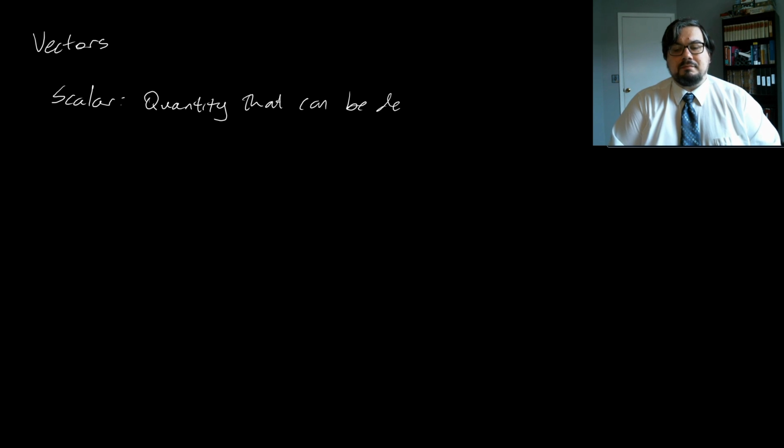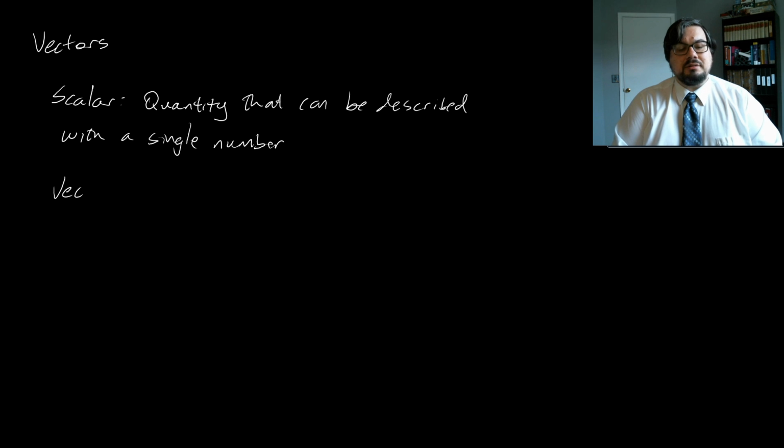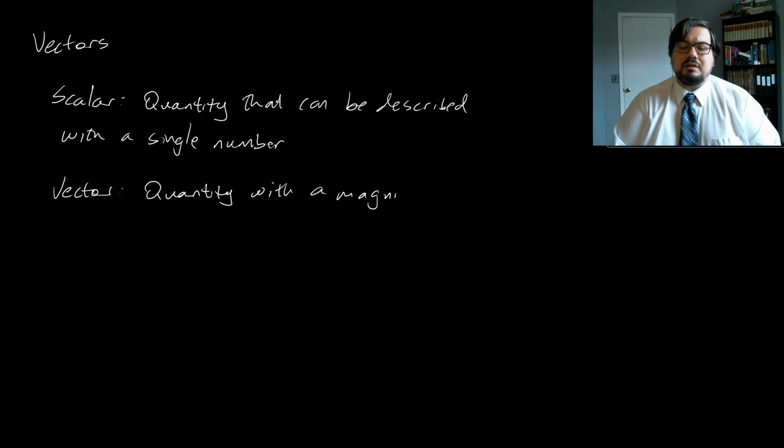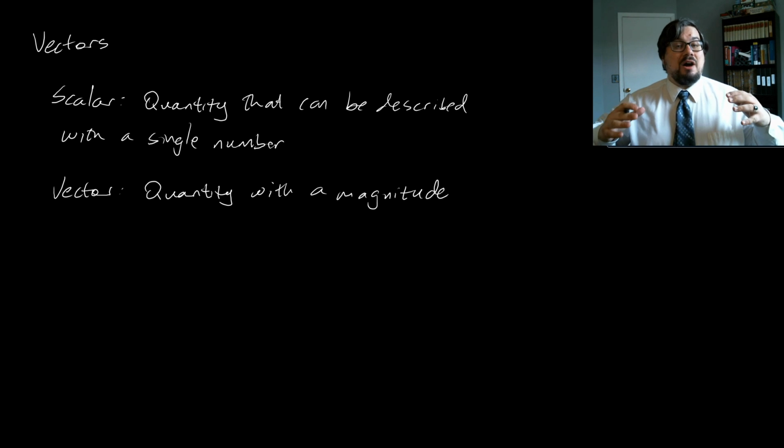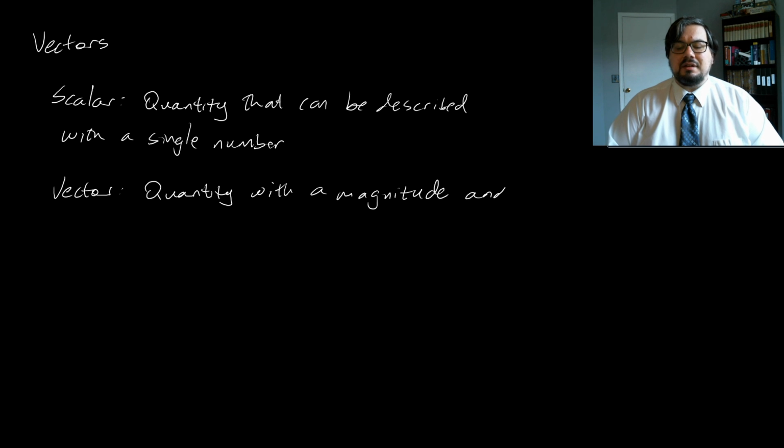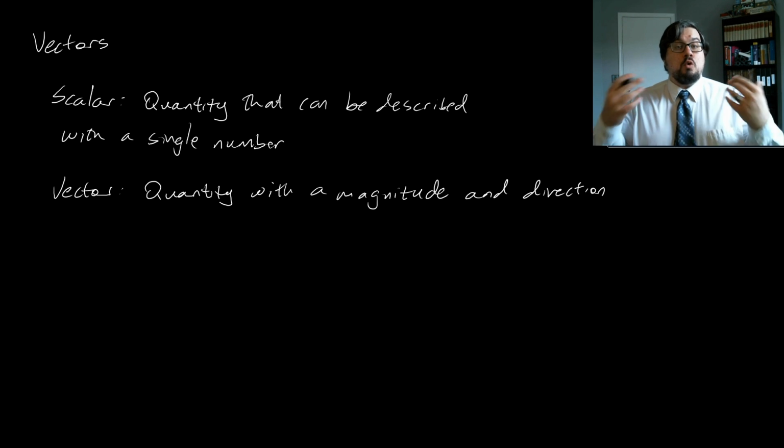These are two different types of quantities we look at, and we call them scalars and vectors. So a scalar is a quantity that can be described using a single number. Whereas a vector is a quantity with both a magnitude, which describes how big the quantity is, and a direction, which tells you in which direction the quantity is moving.